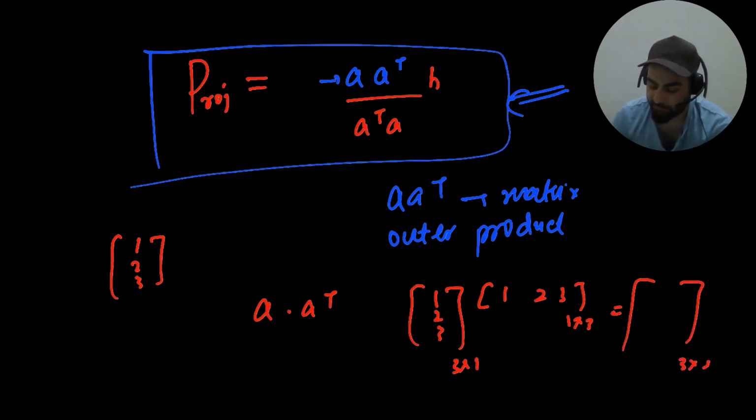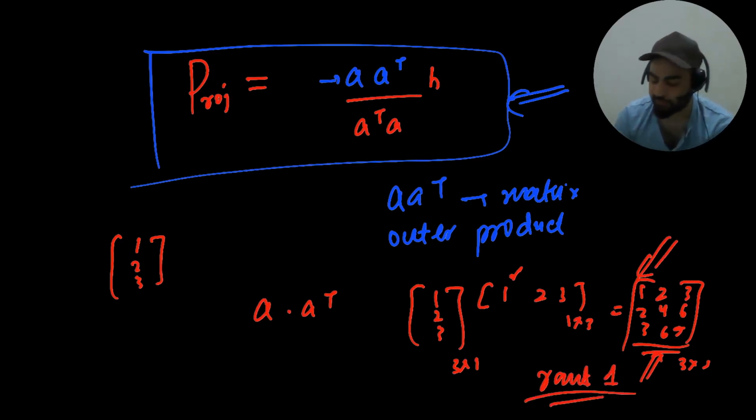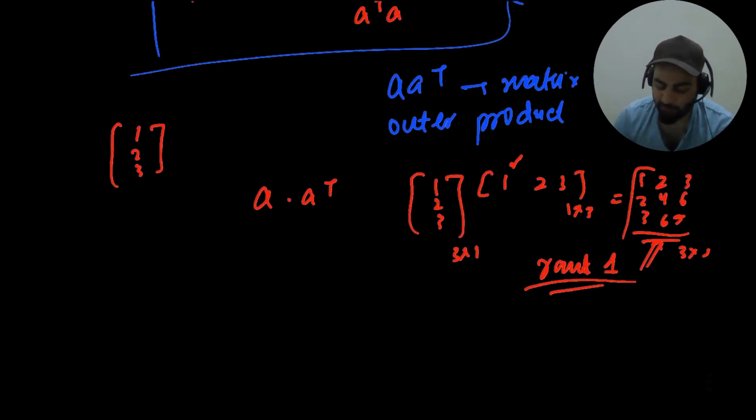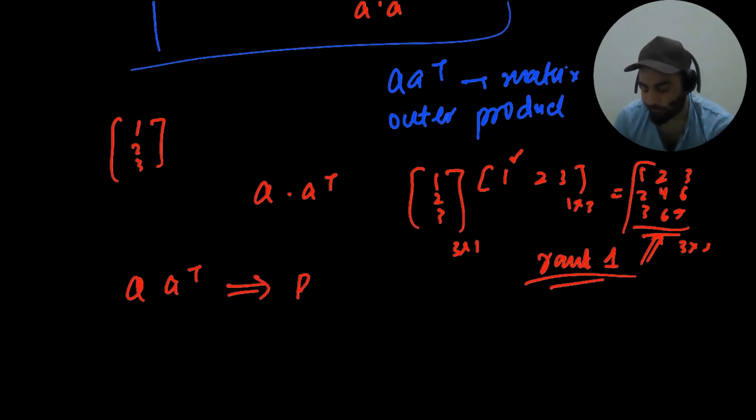But you know that each row will be dependent. In the first row it will be 1 2 3. In the second it will be 2 times this, 2 4 6. In the third it will be 3 times this, 3 6 9. So all of these rows are dependent on each other, and only one row is the basis. That's why it's a rank 1 matrix. Only one pivot will be there when you reduce it to row echelon form, because all these columns are dependent on each other. So whenever you see a vector A and A A transpose, this is a rank 1 matrix.